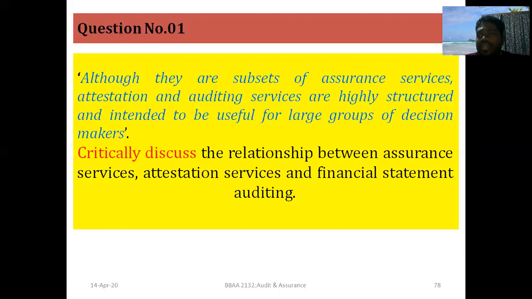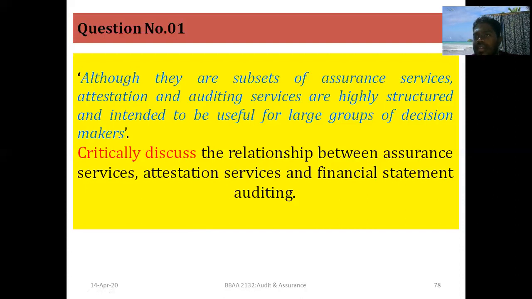Don't think that you should give the definition. Just say something for each and every concept, because the examiners ask you to critically discuss the relationship between these three concepts. What are those three concepts? Assurance service, attestation, and audit.